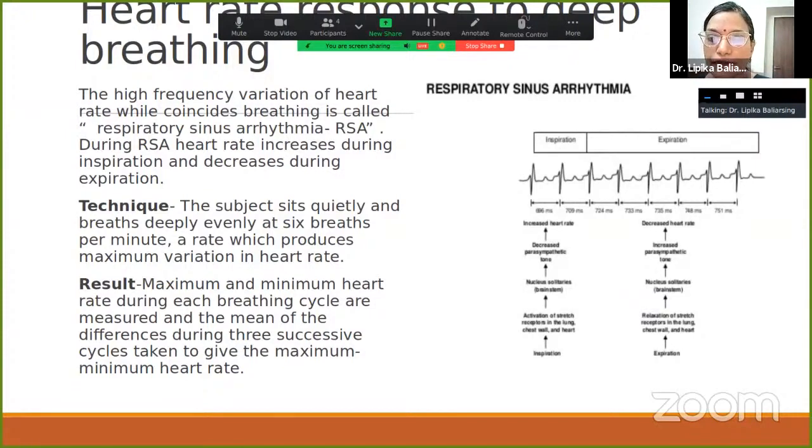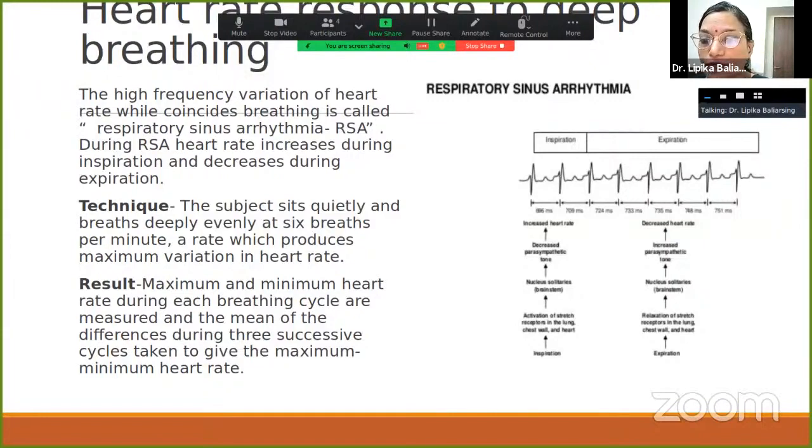When inspiration is happening, there is activation of the stretch receptors in the lungs, chest wall, and heart, and then the afferent from the nucleus solitarius goes to the brainstem. From there the signal comes to decrease the parasympathetic tone, and then there is increased heart rate.